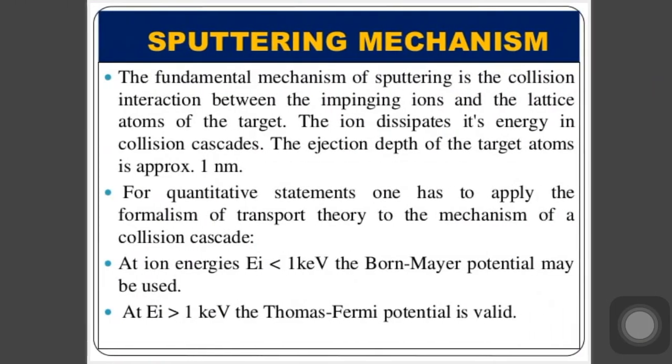What is basically the mechanism of the sputtering process? The fundamental mechanism of sputtering is the collision interactions between the impinging ions and the lattice atoms of the target. बेसिकली इसके पीछे का मैकेनिज्म जो है वो क्या मैकेनिज्म है? जो फंडामेंटल मैकेनिज्म स्पटरिंग प्रोसेस का बोला जा सकता है वही है कि एक कॉलिशन इंटरेक्शंस होता है किसके बीच?